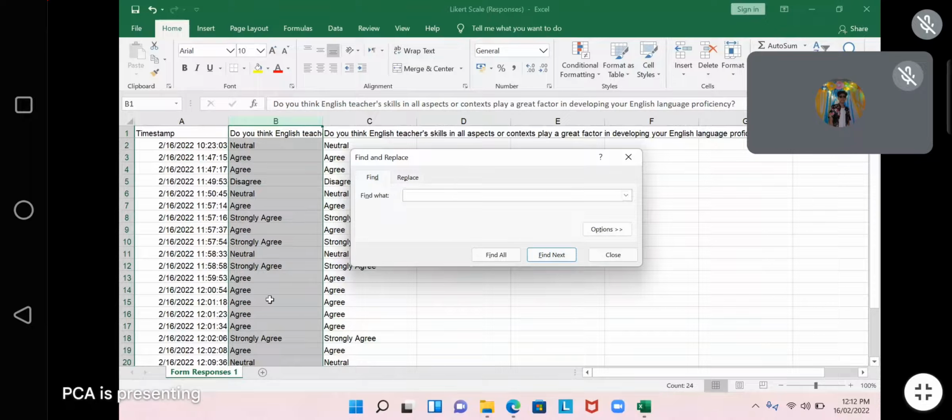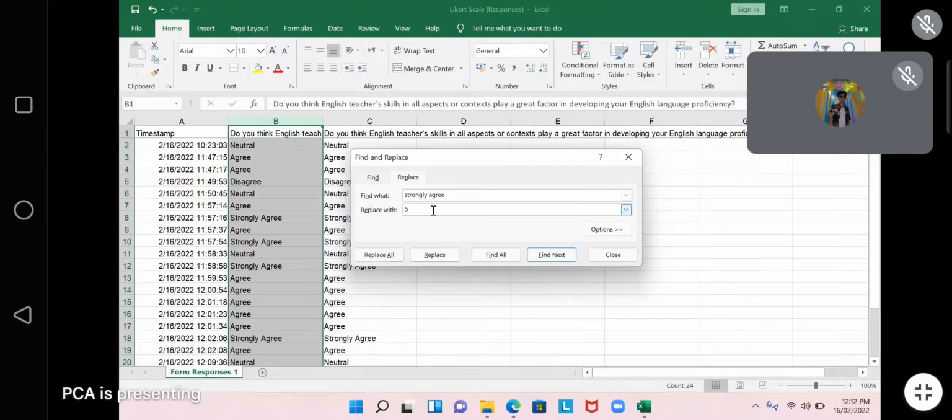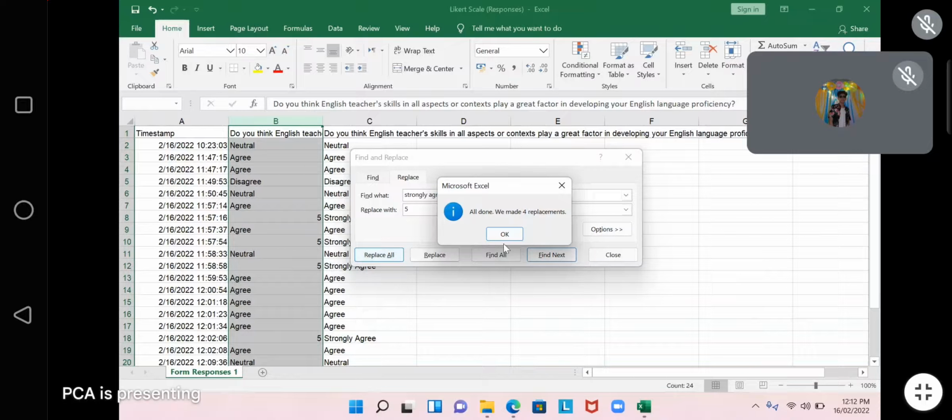So notice, no? The two-word response should be replaced first. It's strongly agree, no? To be replaced by what? Strongly agree should be 5, no? It should be replaced by 5. Okay, it's like that. Replace all. Check the strongly agree there, no? Okay, it will be changed into 5.